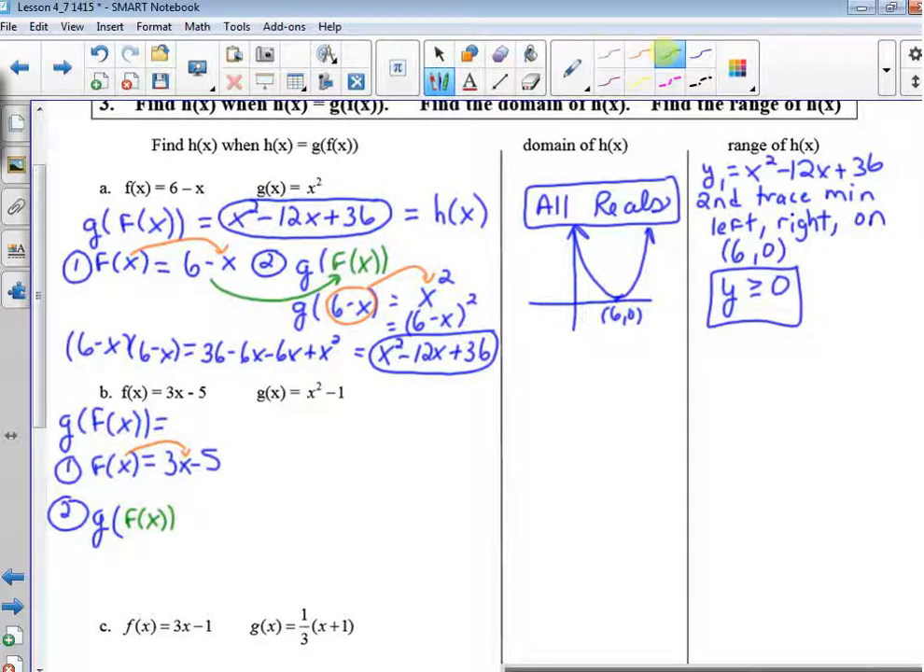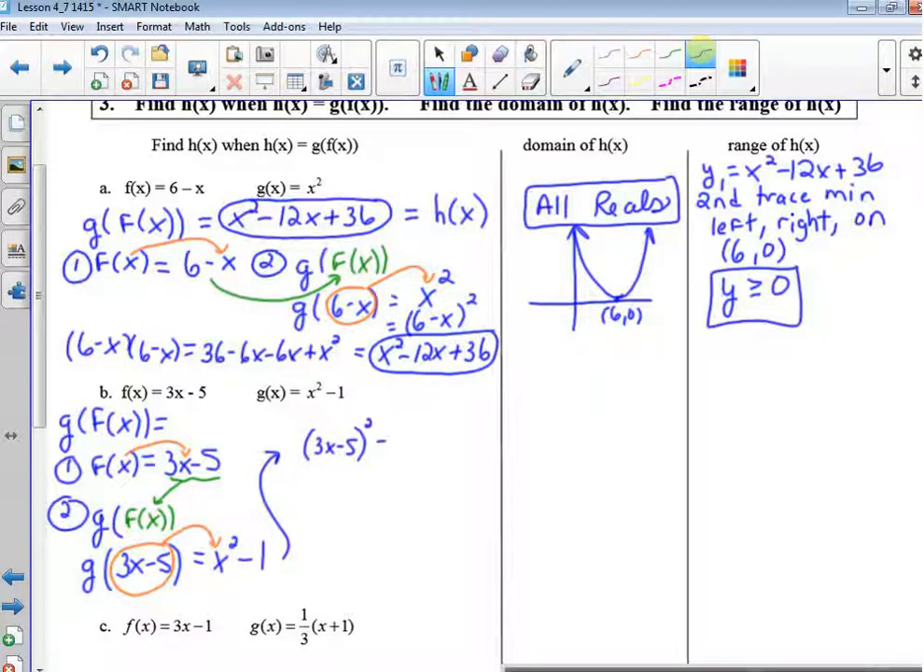Well, I found f of x to be 3x minus 5. So I need to replace f of x with 3x minus 5. So I'm really looking for g of 3x minus 5. So I'm going to write the rule. The rule for g of x is x squared minus 1. And then I'm going to take this whole thing here and substitute it in for x. So work up here. That's going to give me (3x minus 5) squared minus 1.